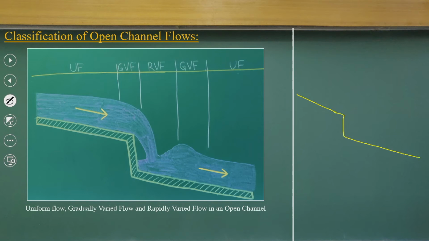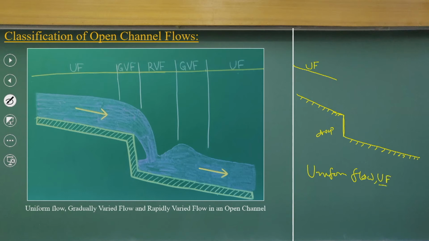we have the channel. So that means sometimes, to change the slope in a canal, we make a drop here. This is what is called a drop structure. If it is a very long canal, we may attain a uniform flow, UF.